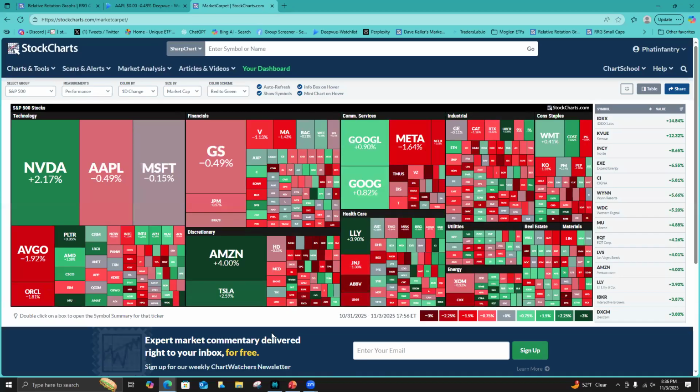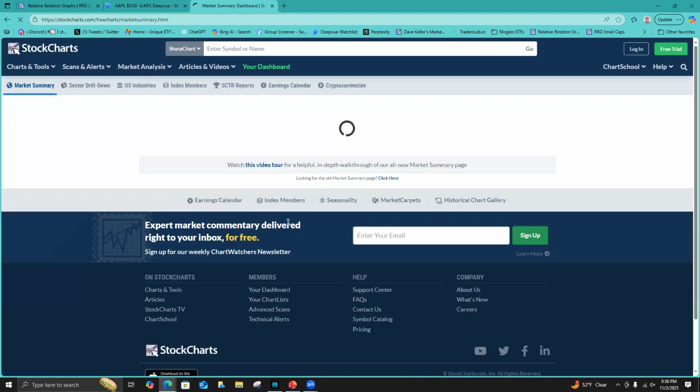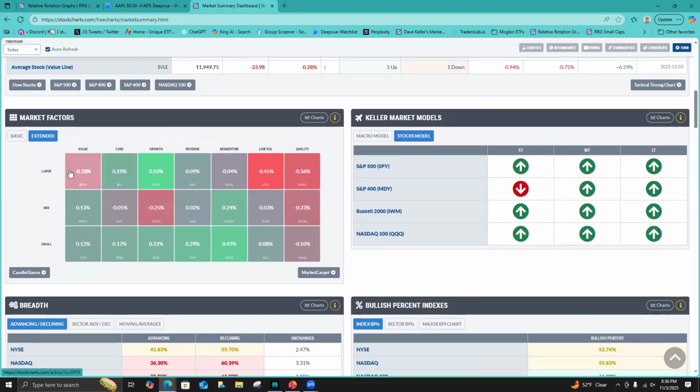Uber, but I would say definitely the large caps are holding up. Another way to do it. Let's go market analysis, market summary. Right here. So we look across at large, because actually small caps are doing better. I'm wrong. It's another way to look at it. So value actually not so good, but small caps did all right. That's interesting.